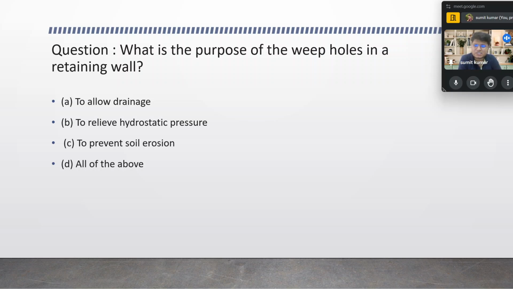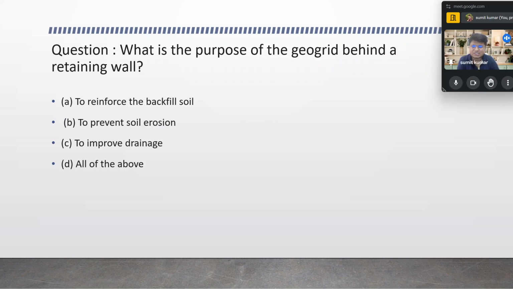of the weep holes in the retaining wall: to provide the drainage, to relieve the hydrostatic pressure, to prevent soil erosion. So the drainage is one of the aspects we want, so that water should flow out from there, and due to that the hydrostatic pressure also gets released.